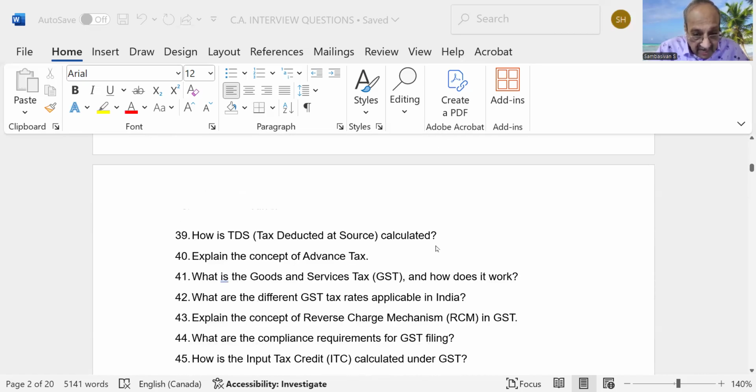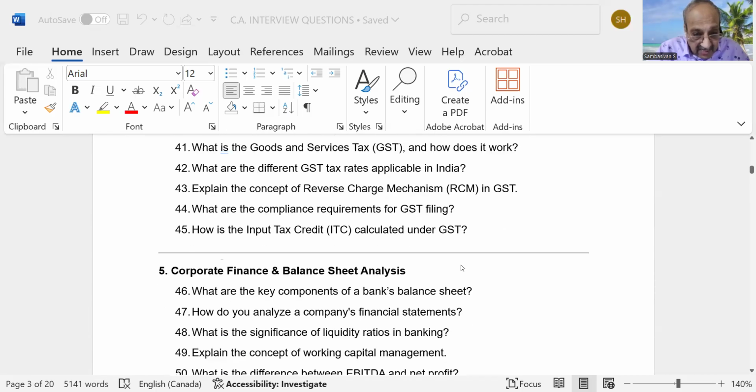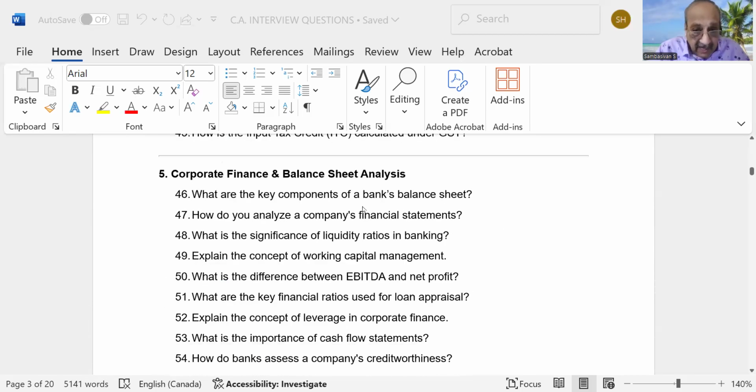Explain the concept of advance tax. What are the GST tax rates applicable in India? How is the input tax credit calculated under GST? What are the key components of a bank's balance sheet?